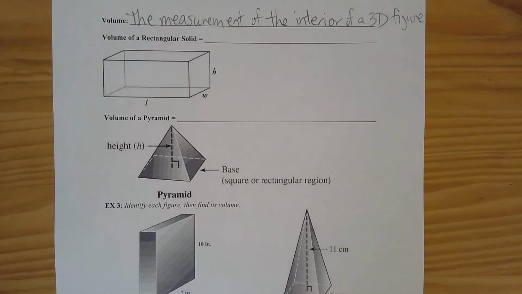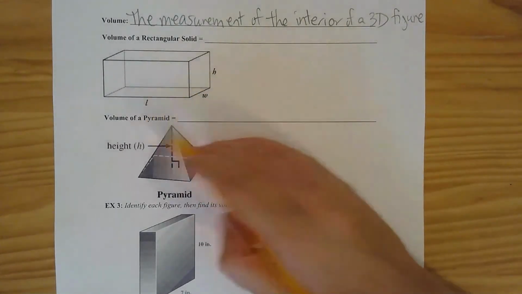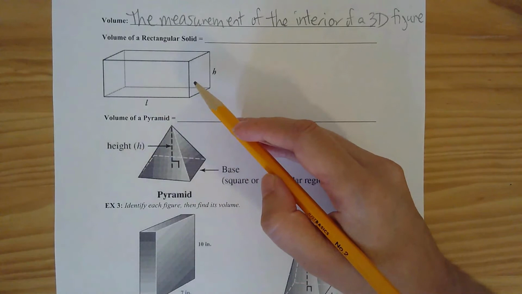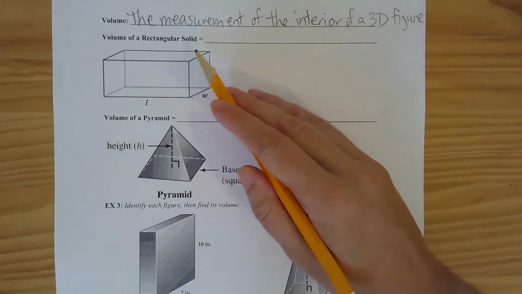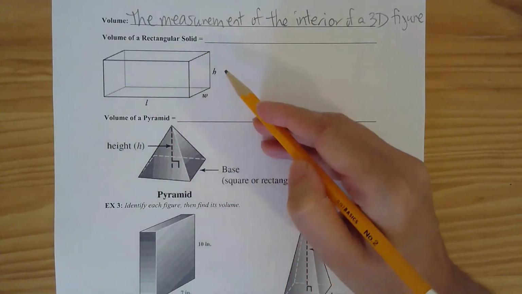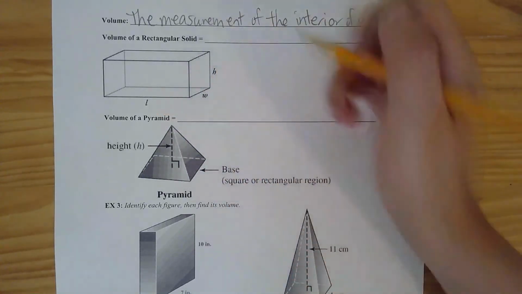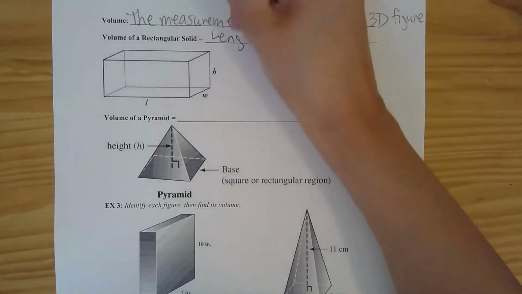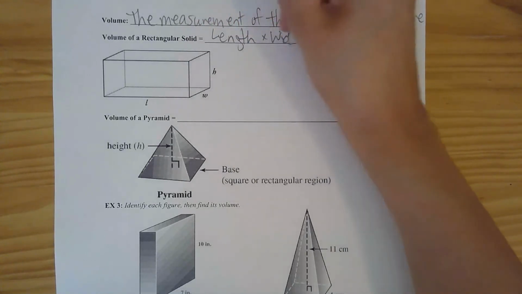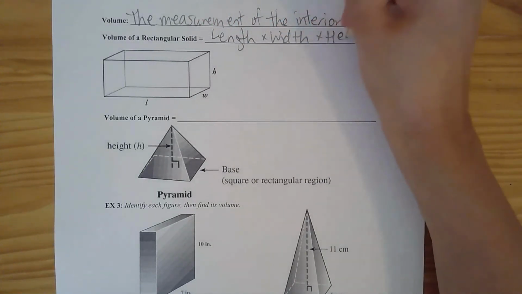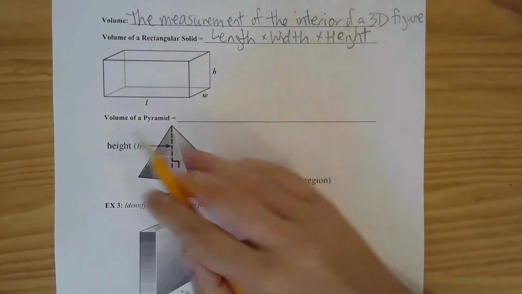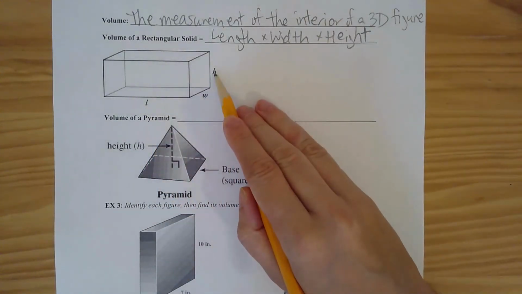Okay? So a rectangular solid looks like this. It looks like a box. Okay? And all you've got to do to find your volume is length times width times height. Okay, it's the 3 dimensions multiplied by each other. Okay, so L times W times H.